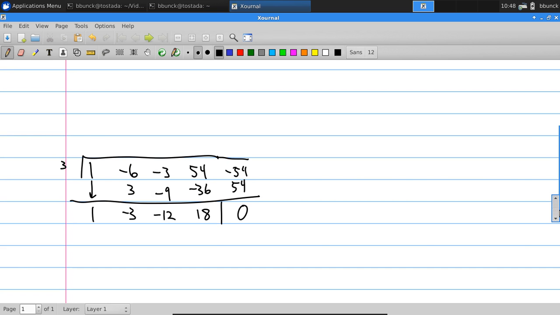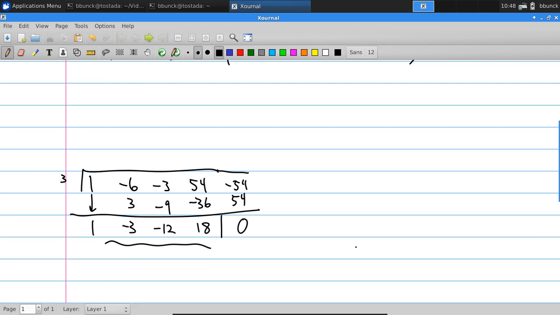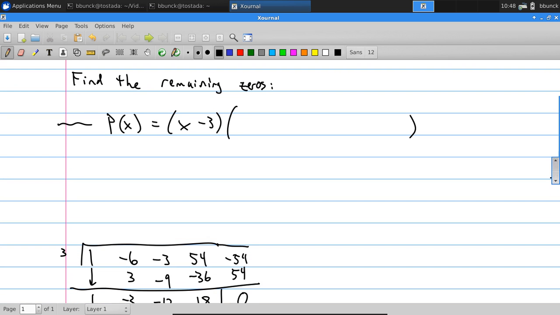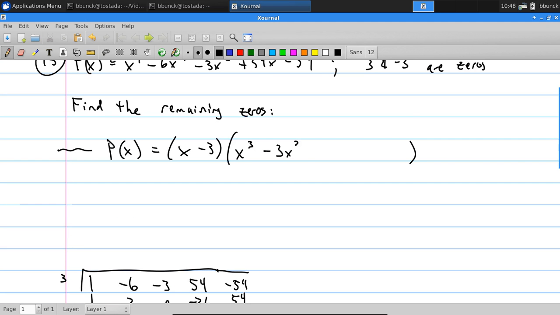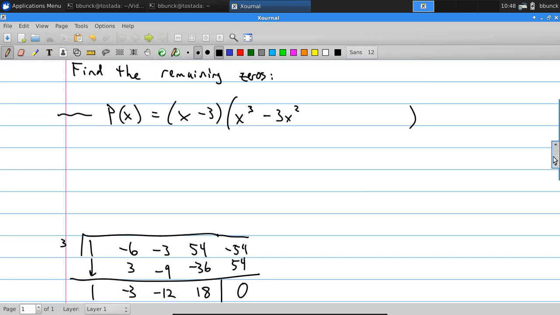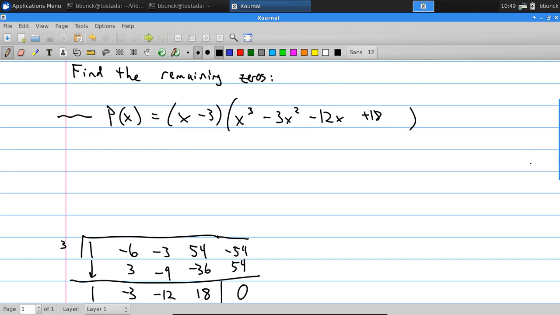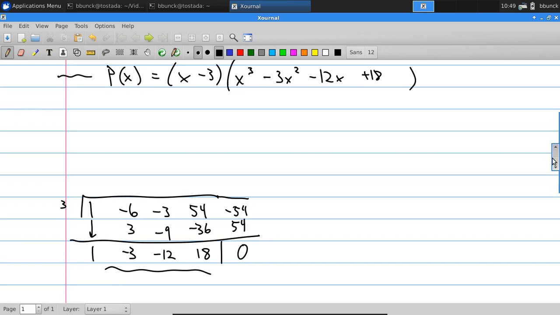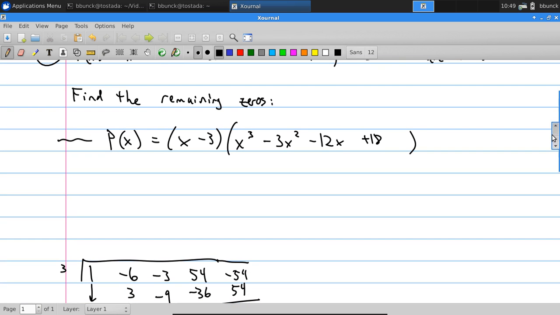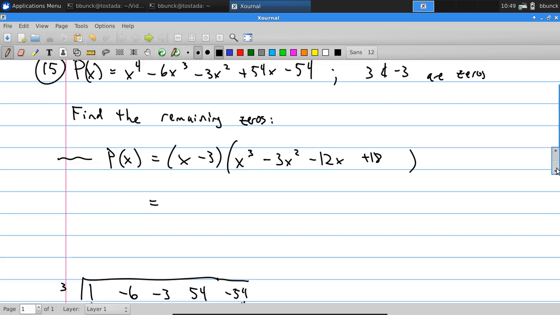So x minus 3 does factor out, leaving us a quotient given by those four numbers. So the quotient would be 1x cubed minus 3x squared, negative 12x, oh, I'm sorry, it's plus 18. So that's the quotient from the division. That's a big help. Now what I can do is continue trying to factor this polynomial that I have as my quotient. That's where it helps to know another zero.